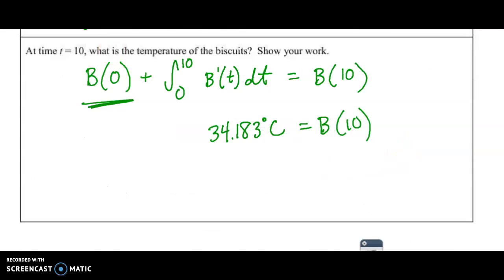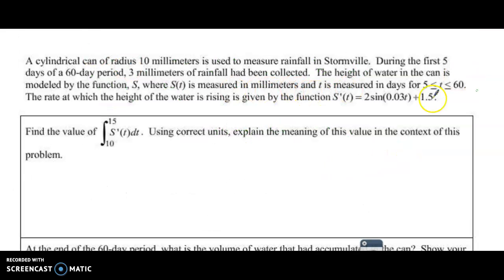So as I move on to, I believe, my last example, again, definitely worthwhile to mention all of these directions. So during the first 5 days of a 60-day period, 3 millimeters of rainfall has been collected. And then we're starting from 5 to 60, where the rate looks like this.